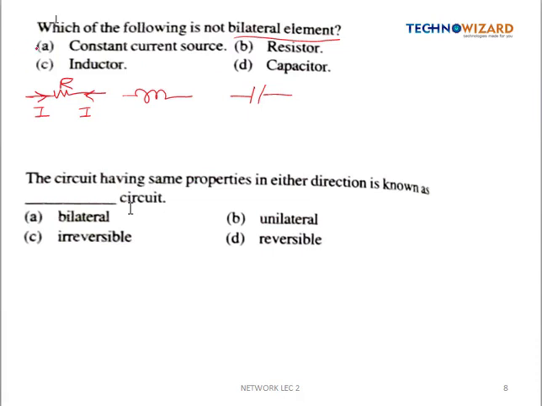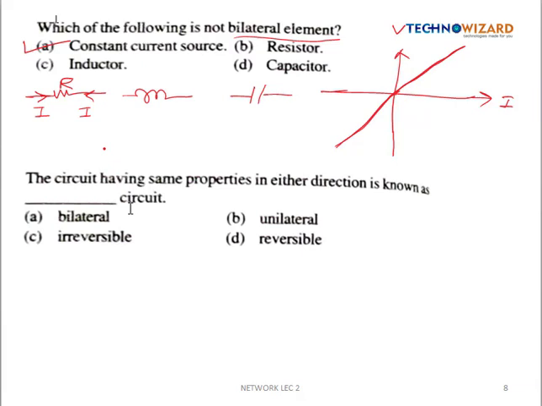So the correct answer for this question will be constant current source, as its property will get changed in different directions. You can also understand it like this: if there are four quadrants, and I draw a VI characteristic, something like that, bilateral elements will have characteristics like this. If the same characteristic is there in the opposite quadrant, then the element will be called a bilateral element, else it will be called a unilateral element.